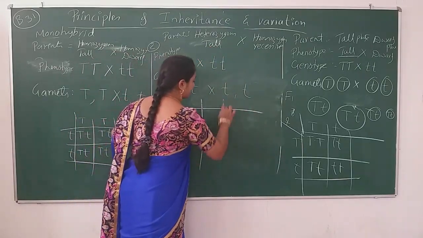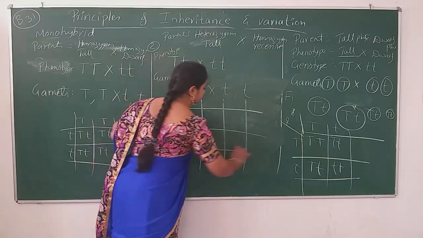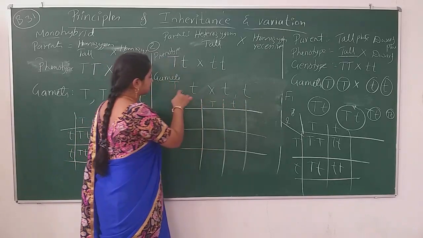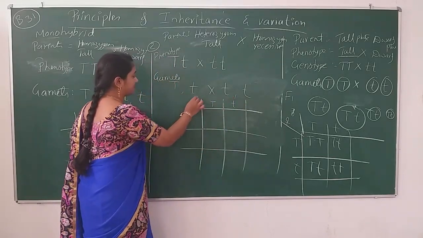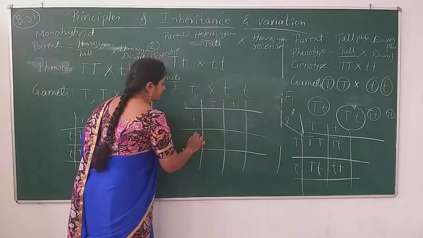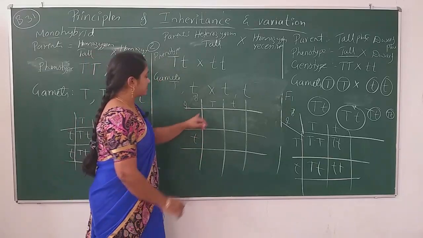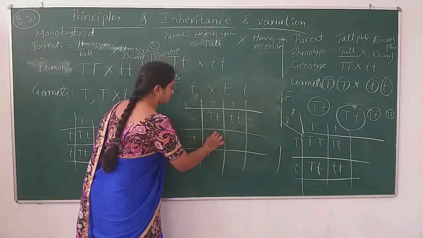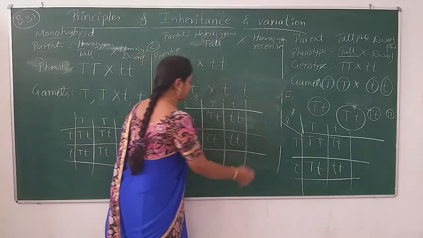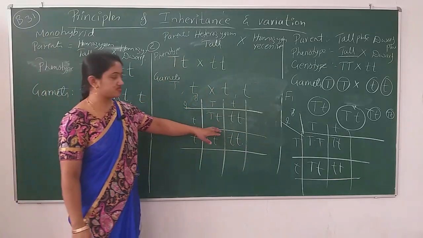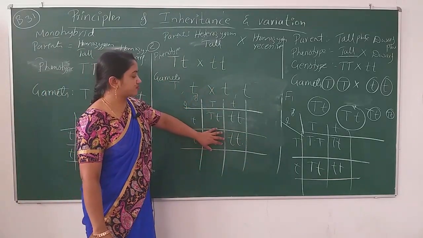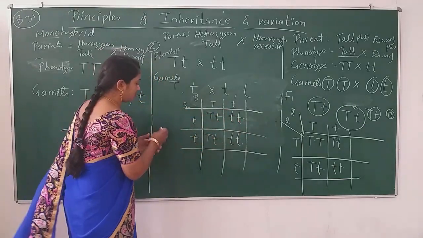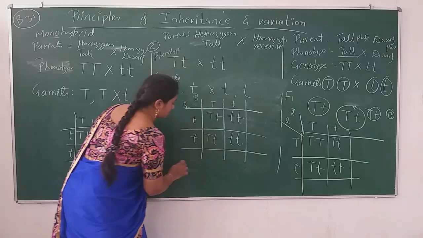Put the Punnett square, take the two gametes on the top, consider this as male and this as female. Capital T, small t, small t, small t; capital T, small t, small t, small t. Look at the offspring: 50% of the offspring are tall, 50% are dwarf. Put the ratio, we will come to know.